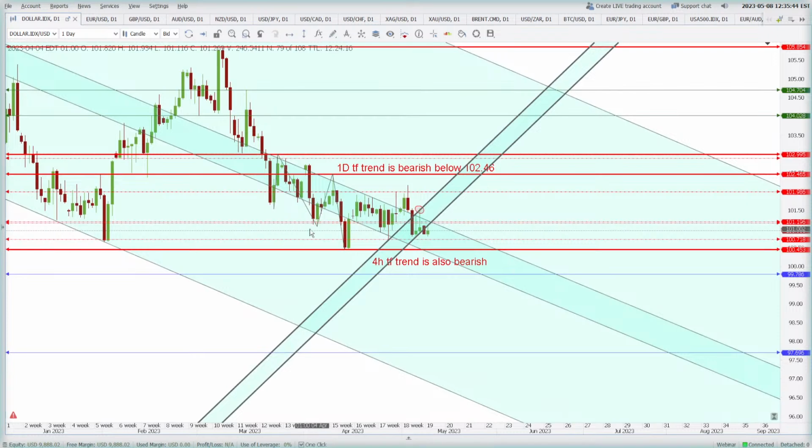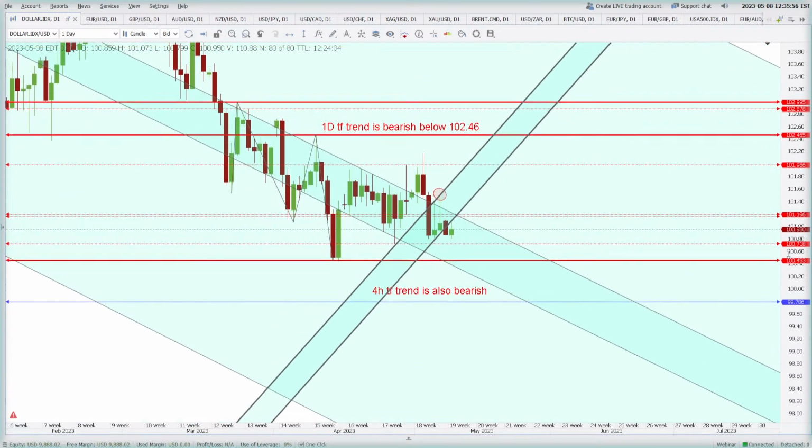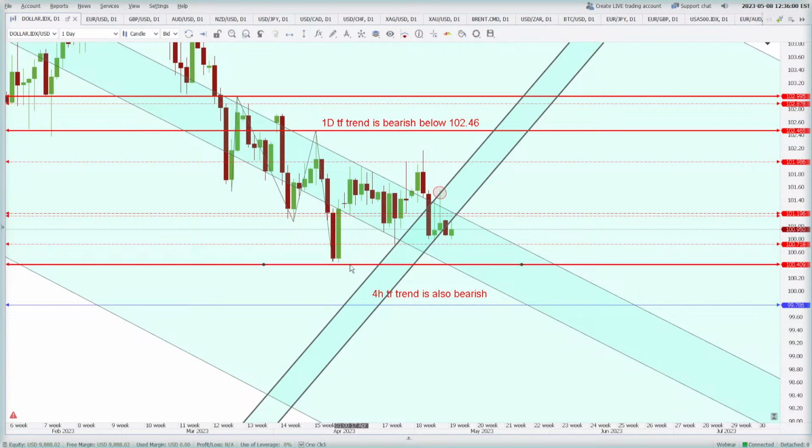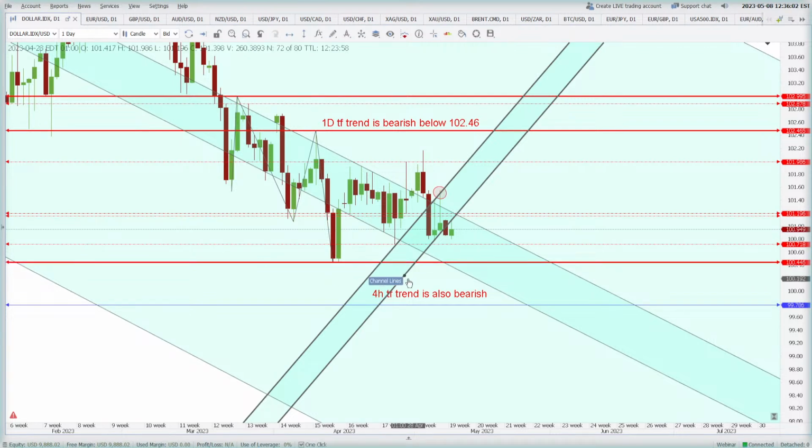Now we already know that this was making lower highs and lower lows until this wave. This wave was 102.46 to 100.45, and after that it failed to make any higher high than this one and any lower low than this one. 100.44 actually. Okay, so till the time this level on the lower side is not broken, we will not be able to be sure.